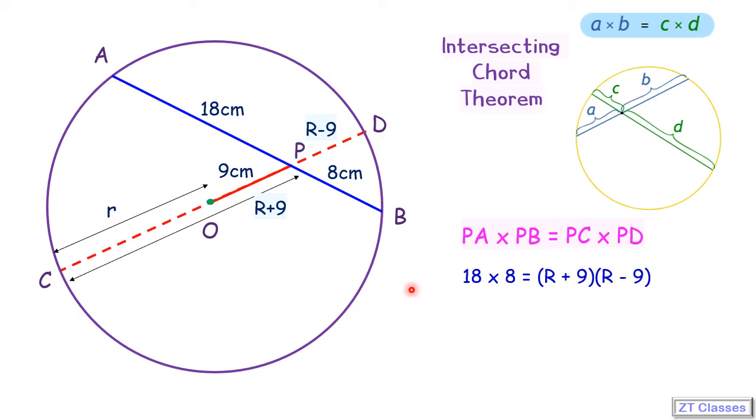Simplifying it further, 18 times 8 is 144, is R square minus 81. We'll take 81 to the other side, so R square is 225 and R, that's the radius of the circle, is 15 centimeter, and that's our answer.